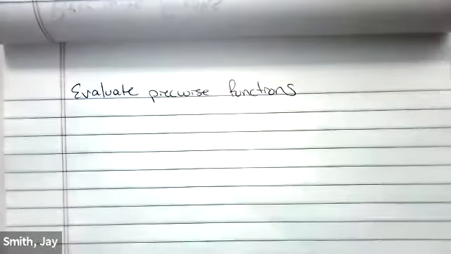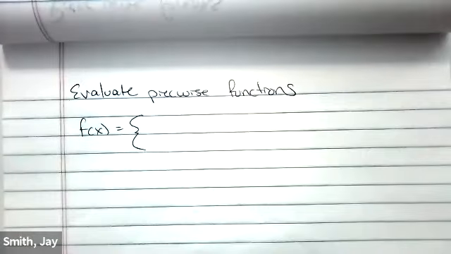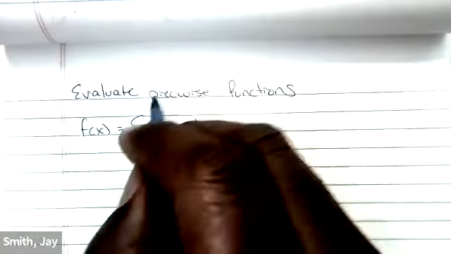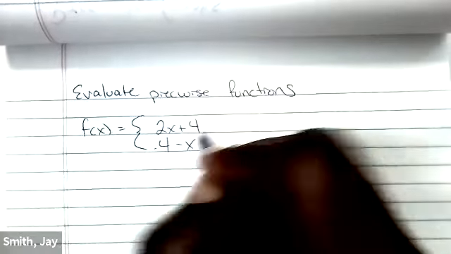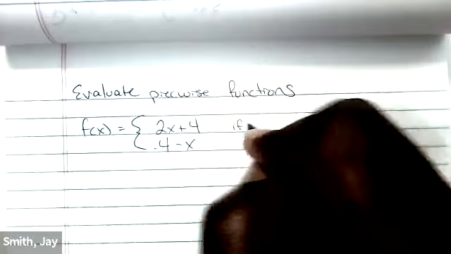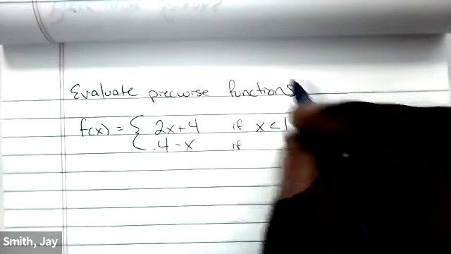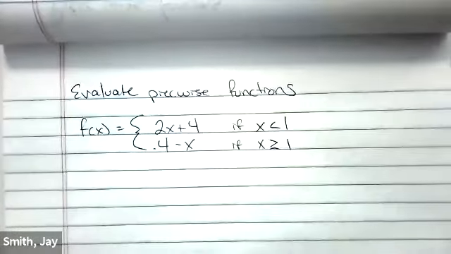Last part for 2.6 is evaluating a piecewise defined function. This time we're given the function f of x, which is 2x plus 4 if x is strictly less than 1, and 4 minus x if x is greater than or equal to 1.